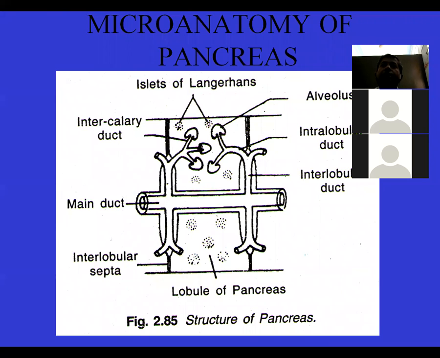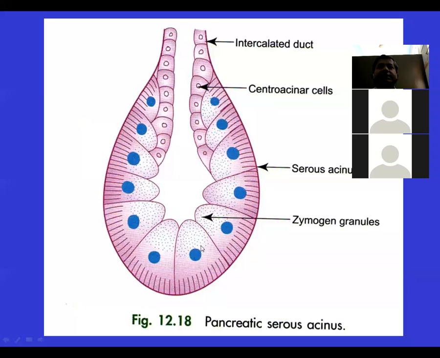Already I told you the pancreas has both parts, the exocrine part as well as the endocrine part. Are you able to see this endocrine part? This endocrine part is known as the islets of Langerhans, whereas the exocrine part is the serous acini. You can see here, this is the pancreatic serous acinus. This is the structure of one pancreatic serous acinus.